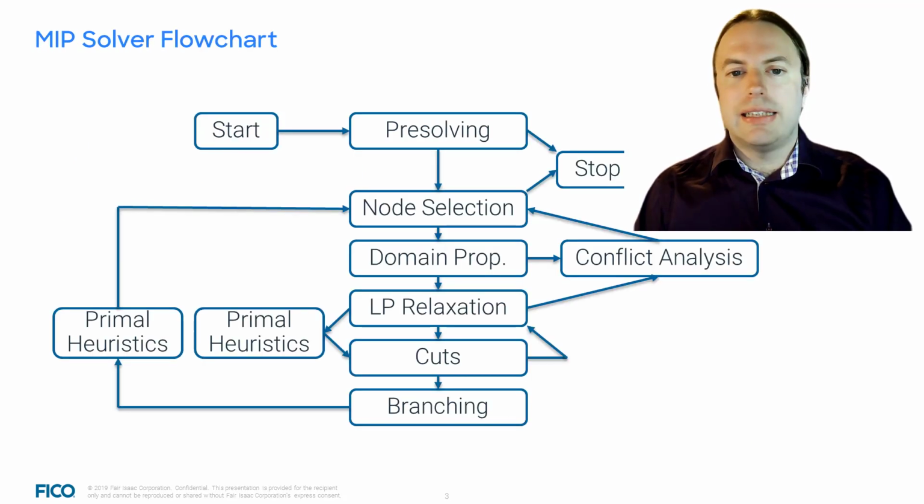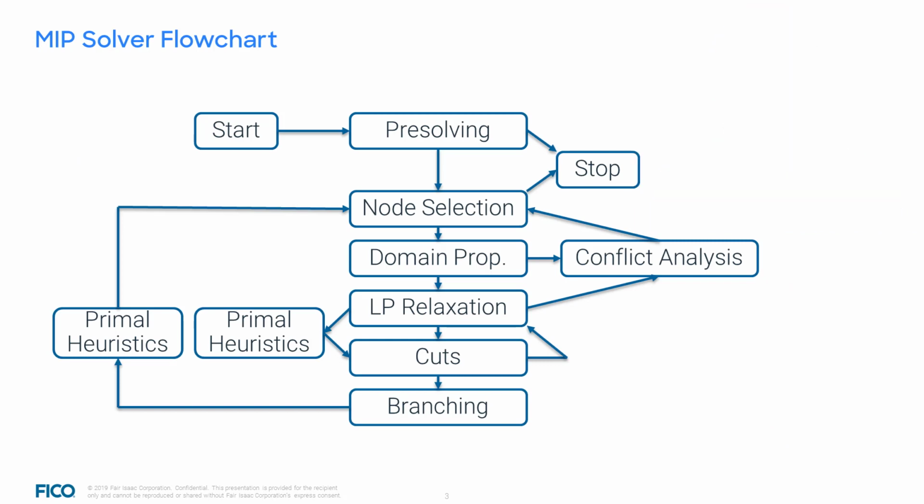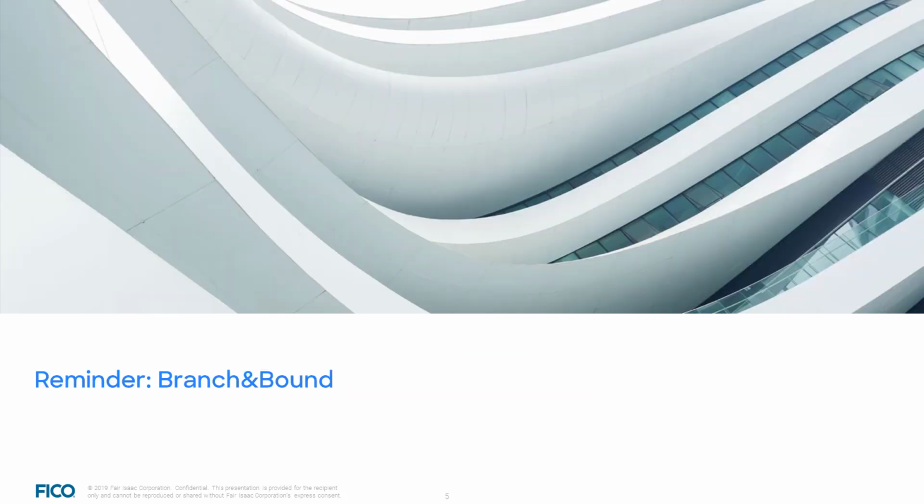So, let's have a look again at our MIP Solver flowchart. We continue with the next part of this lecture series on MIP Solver components. In this lecture, we will look into the core of the branch-and-bound algorithm and learn about branching rules and node selection rules. Let's start with a short reminder how LP-based branch-and-bound works.